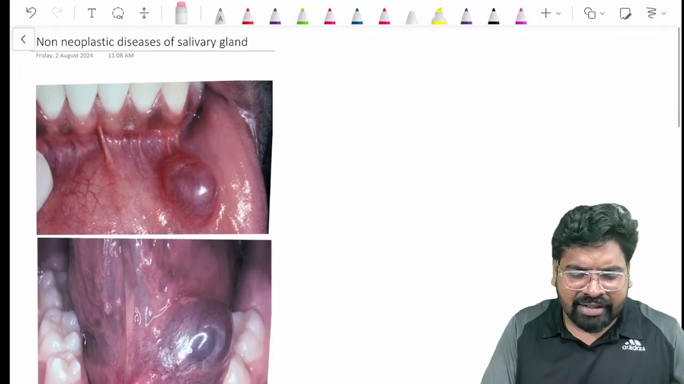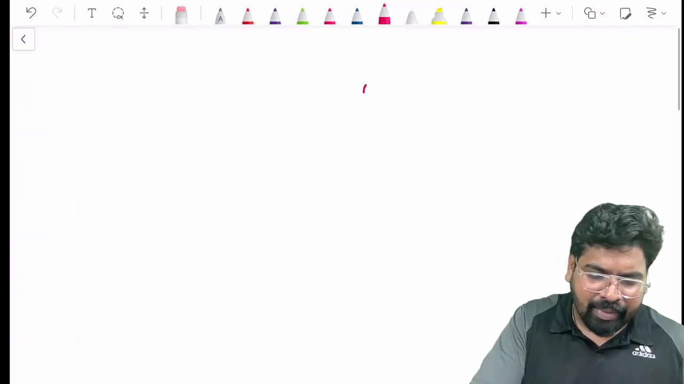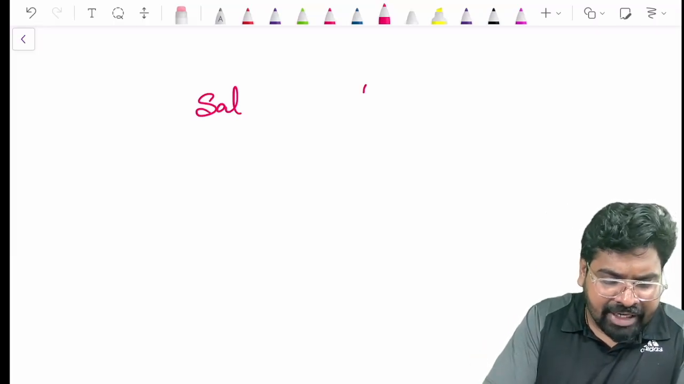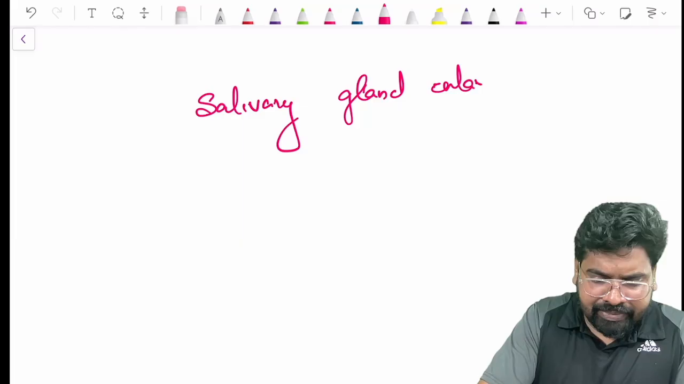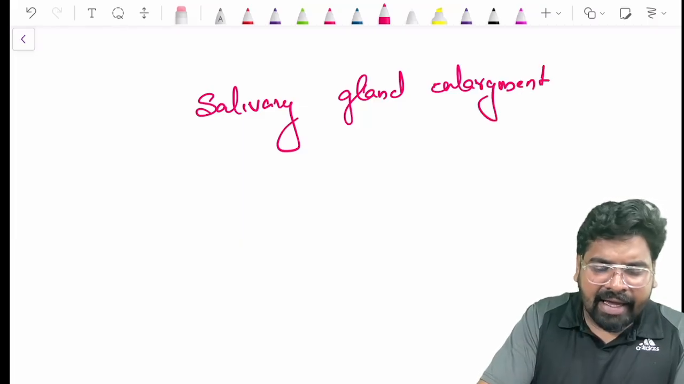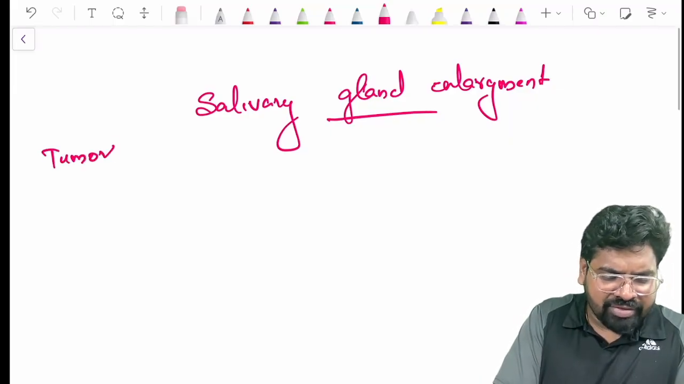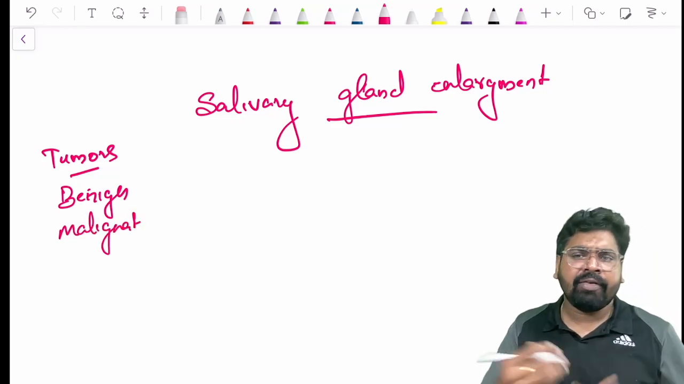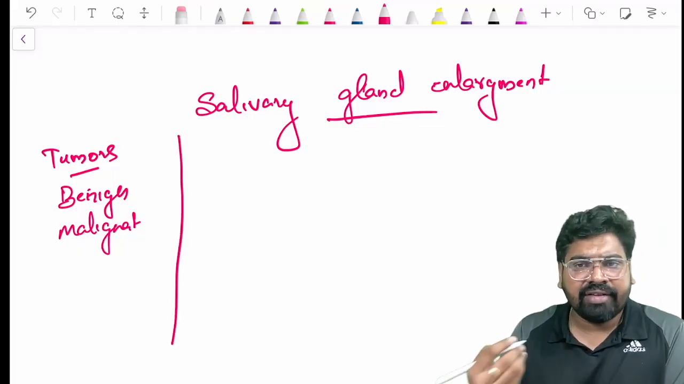So let's start with the non-neoplastic lesions. What are the reasons which can cause salivary gland enlargement? The salivary gland can be enlarged in tumors, but we have already done all the benign and malignant tumors. Now, what are the other reasons, other than these tumors, where the salivary gland is enlarged?